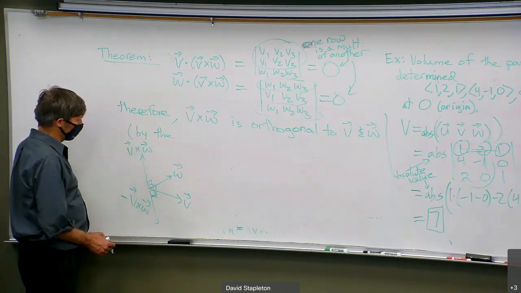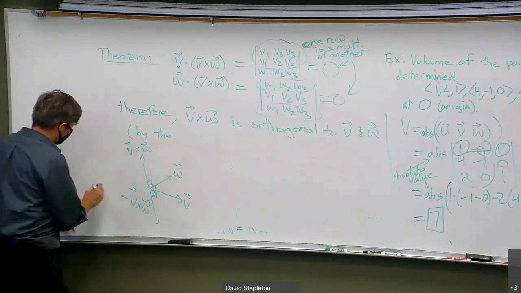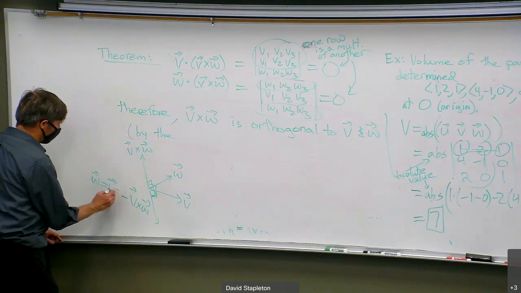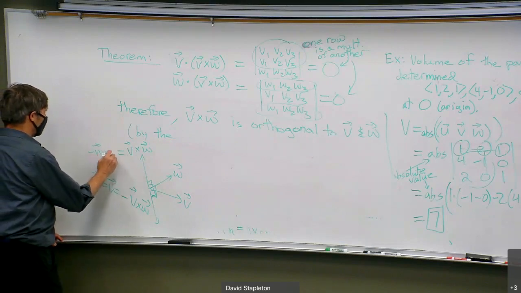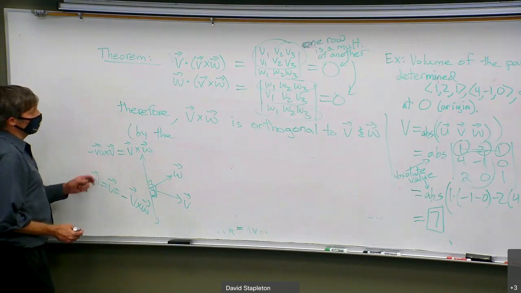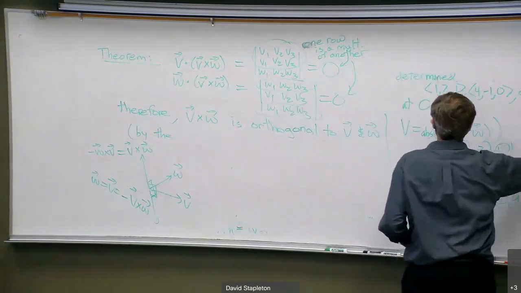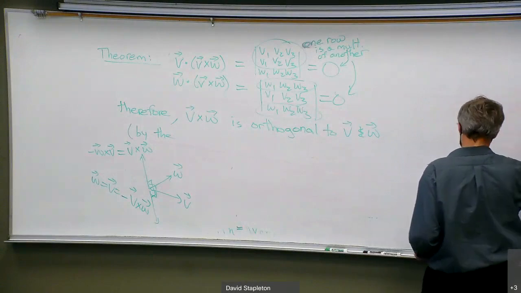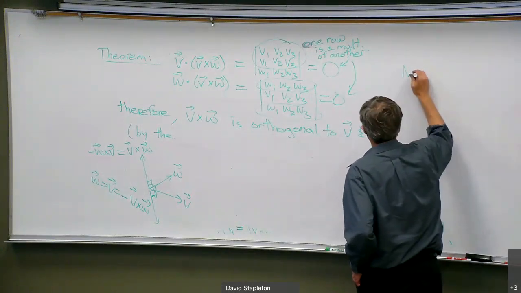Which brings out an interesting thing into play. What if I took W cross V? I start in the direction of W, turn this way. By the right-hand rule, this would be W cross V. And this would be minus W cross V. And what that shows is actually the cross product is not commutative. You have all these nice properties of the dot product, like it distributes over addition, right? It's commutative. You can take the dot product in either order. Not so with the cross product.